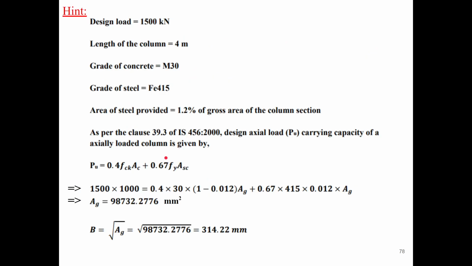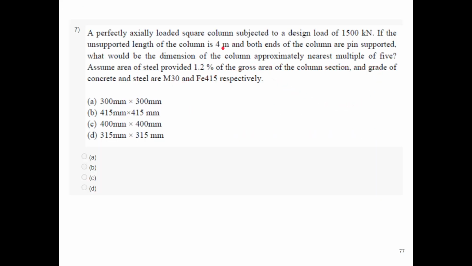So let us see it. Design load is basically 1500 kilonewton. So design load can be taken as the factored load. Please take the factored load similar to design load, but if it is characteristic load, always multiply by 1.5. So design load or factored load is 1500 kilonewton. Length of the column is 4 meter.